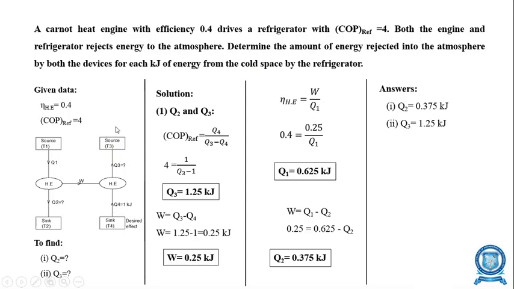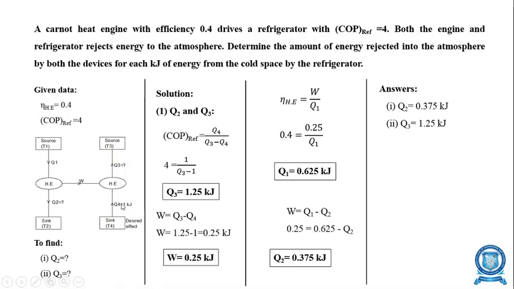As you know, this is a source and this is a sink. This T4 is considered as a cold space by the refrigerator. In this diagram, this is a cold space. Here they have exactly given the heat rejected by both the devices for each kilojoule, that means for 1 kilojoule of energy from the cold space by the refrigerator. That's why we have taken this Q4 as 1 kilojoule. Would you understand this? Yes.